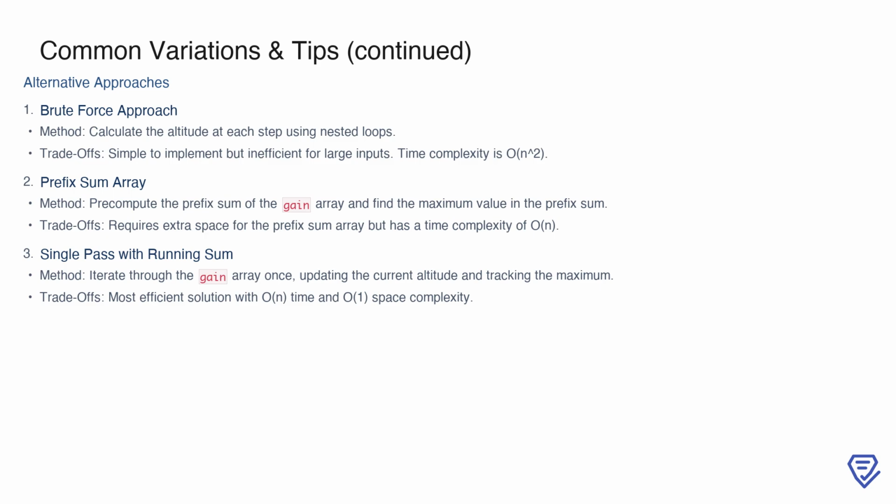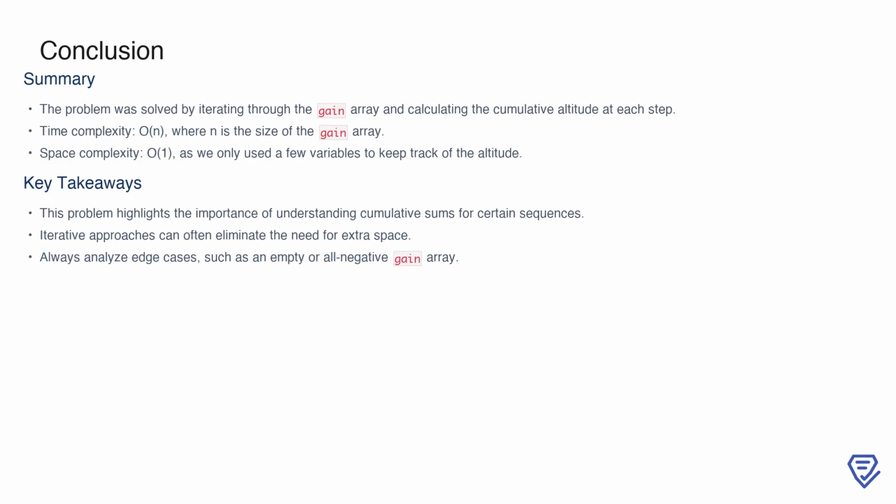The most efficient method is a single-pass solution using a running sum. Here, you iterate through the gain array once, updating the current altitude and simultaneously tracking the maximum altitude. This approach achieves O(n) time complexity with O(1) space complexity, making it the optimal solution for this problem. Great job! To recap, we solved the problem by calculating the cumulative altitude step by step, which resulted in an efficient O(n) solution. This approach is a great reminder of how simple iterations can solve complex problems.